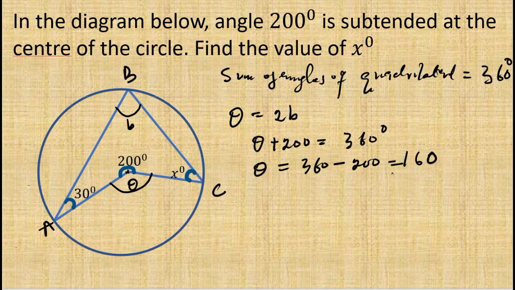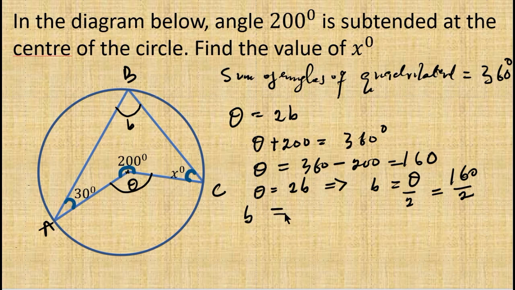Now, if the angle at O is equals to 160 degrees, we know that the angle at O is equals to 2B. This implies that my B is equals to angle at O over 2. That's the same thing as 160 over 2. So that the angle at B now is given as 80 degrees.